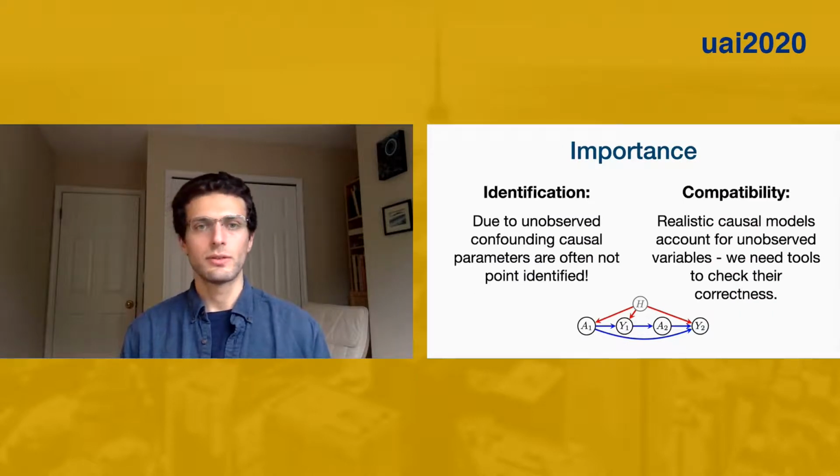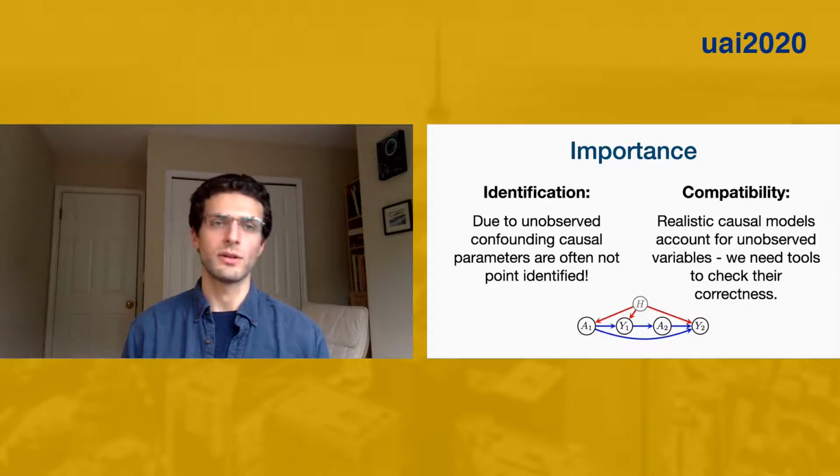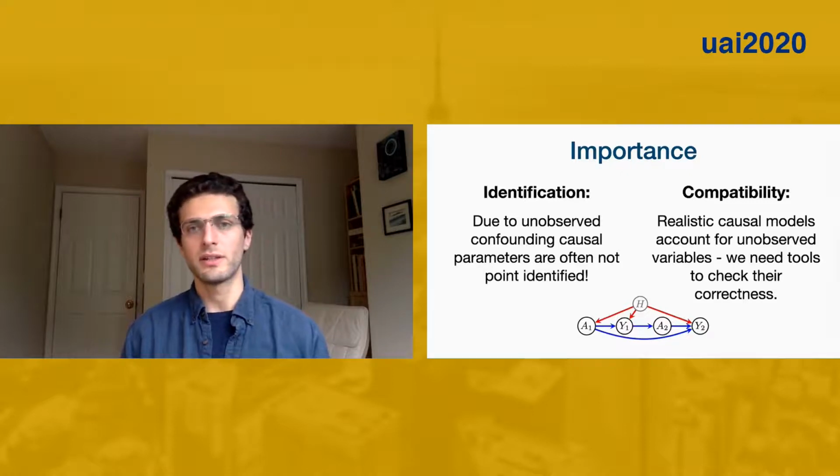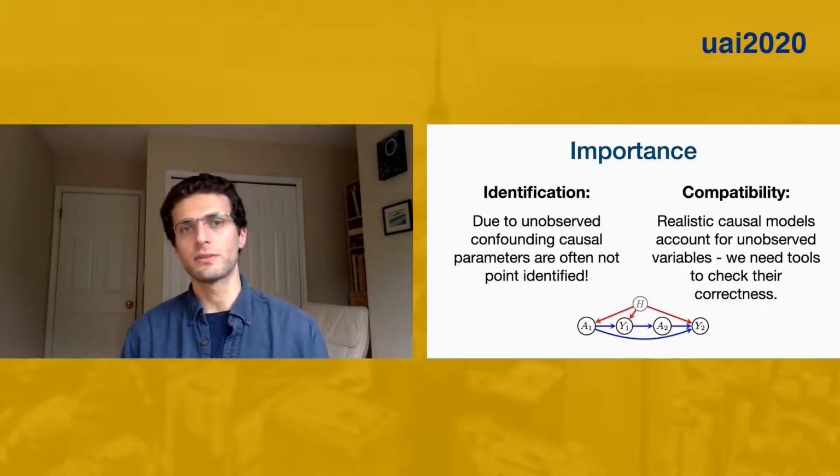These gaps in our knowledge are very important because for practical applications, we often have a large amount of unobserved confounding. In such cases, the exact causal quantity of interest may not be identified. We may not be able to get an exact answer, but we still want to be able to extract some information from the observed data. And likewise, the compatibility question is important because we need to be able to know when the observed data falsify the causal model that we have in mind.